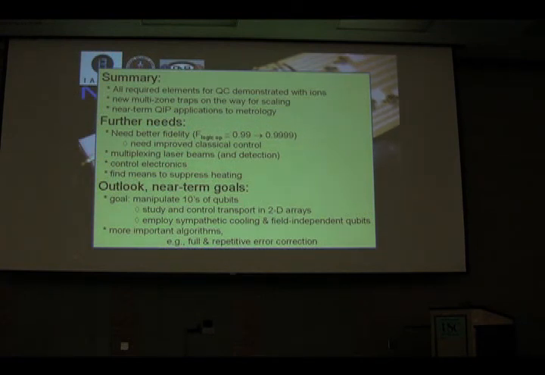let me just summarize here. In some sense, we've been able to demonstrate all the required elements, that is, this list that DiVincenzo put out early on. But I have to say that we don't do it with nearly good enough detection fidelity. So I think all the labs, we all have to work on the grungy problems, controlling laser intensity, things like that. I think all the labs too are trying to find ways to develop these multi-zone traps so that we can scale up to larger numbers.